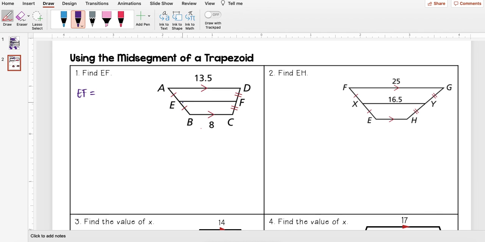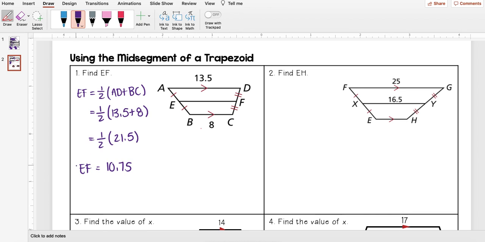And so I know that for my theorem, the formula for this is that my midsegment EF is equal to 1/2 of my base 1 and base 2. Well, AD, that's just equal to 13.5. BC is equal to 8. 13.5 plus 8, I get 21.5. And then when I take 1/2 times 21.5, or in other words, I divide 21.5 by 2, I get 10.75. Okay, let's try another one.